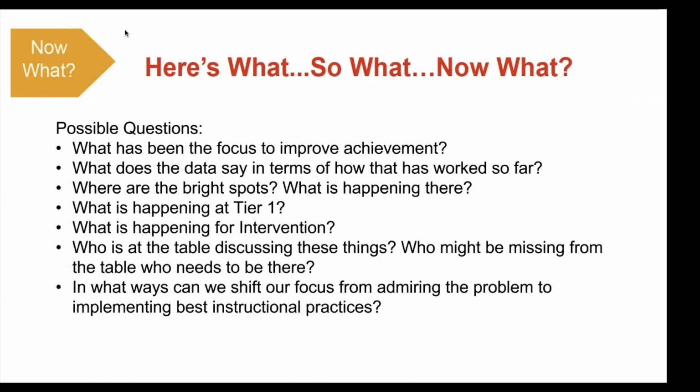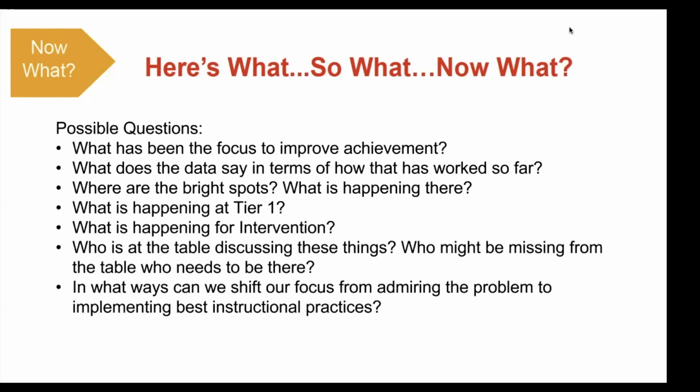Okay, so we have the now what. We did the here's what, the so what, and now we have the now what. These are some possible questions to consider as you're talking with your team about your K-3 literacy program and your setup and what these numbers on the K-3 literacy component are telling you. What has been the focus to improve achievement? What have you been working on? What does the data say in terms of how that has worked so far?